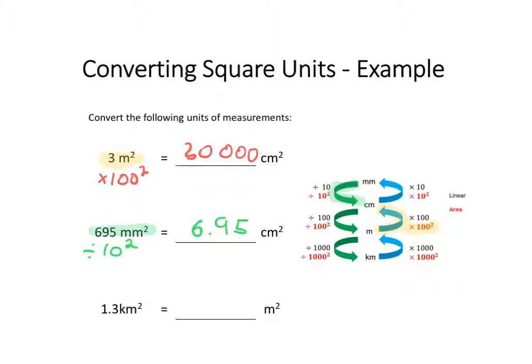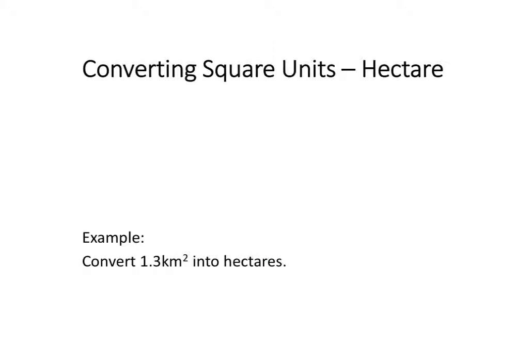So in our last example, we want to go from 1.3 kilometers squared down to meters squared. So when we go from kilometers squared to meters squared, we want to times by 1,000 squared. So we want to go 1.3 times by 1,000 squared, and that equals 1,300,000 meters squared.